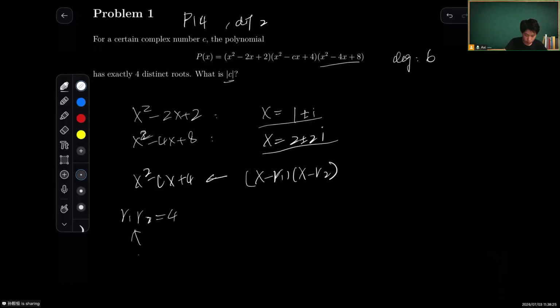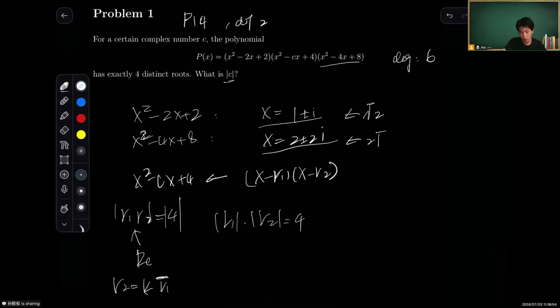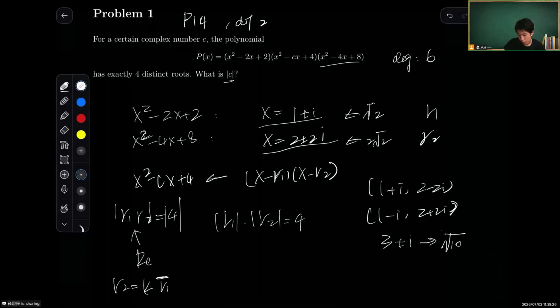So the product of these two numbers is in fact real, suggesting that r2 is a multiple of the conjugate of r1. And also notice that the modulus of the product is 4. So that means r1's modulus times r2's modulus is equal to 4. In this case, the moduli for these solutions are square root of 2, and 2 times square root of 2. So r1 must be selected from the first one, and r2 meanwhile should be from the second one. And since r2 is a multiple of the conjugate of r1, that means we can select 2 possible pairs. So both give 3 plus or minus i, which has a modulus of square root of 10, and we are done. That is just basic complex numbers.